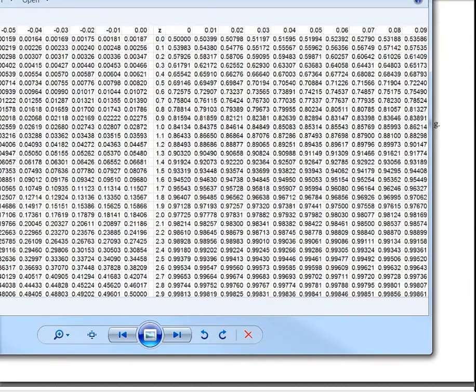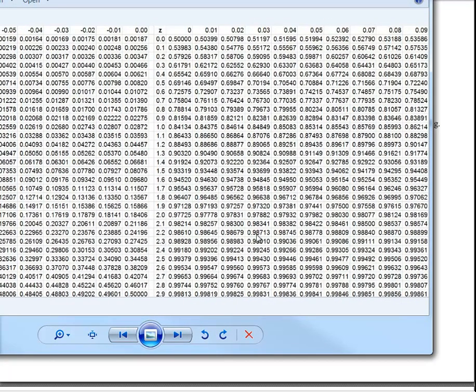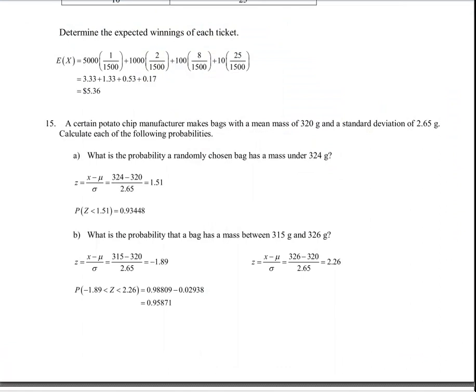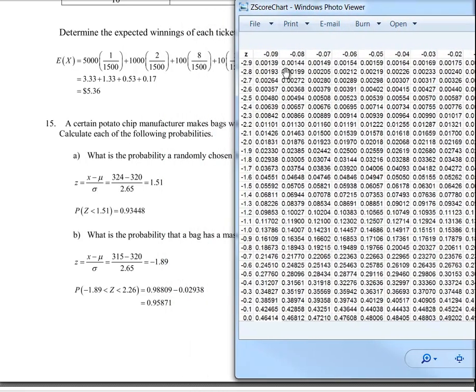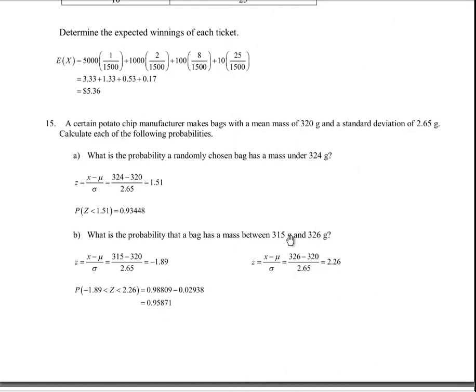So 2.26 would be this number right here, 0.98809. So that's where that number came from. And looking up the negative 1.89, negative 1.8, we go all the way across to 9, whoop, looking in the wrong spot. Negative 1.89 would be this. So you can see that that's where that 0.0298938 number comes from. Negative 1.89. So we subtract those to get 0.95871, so about 96% chance it's between 315 and 326 grams.